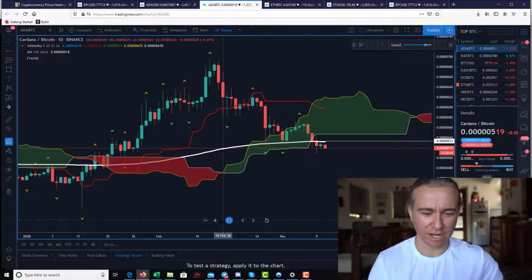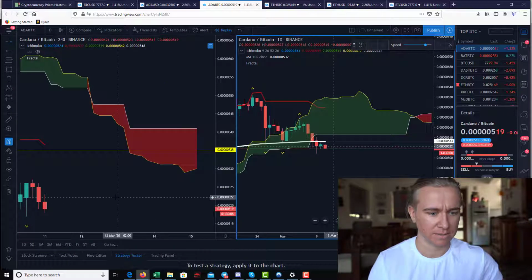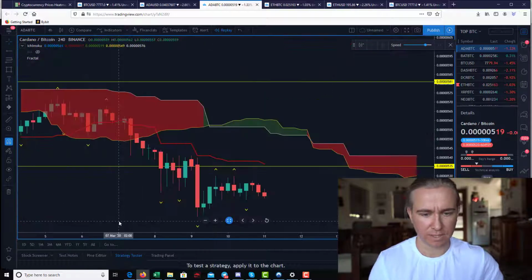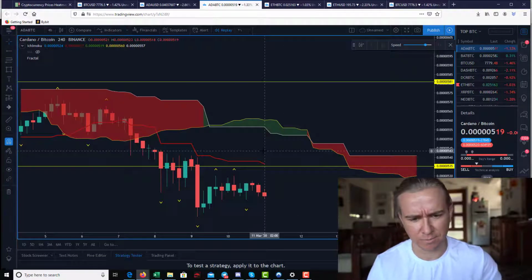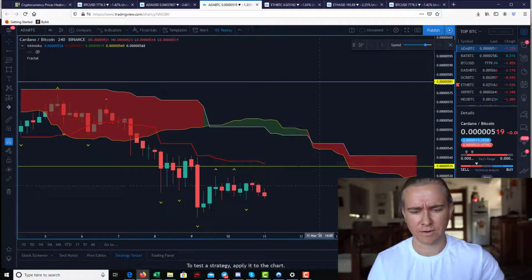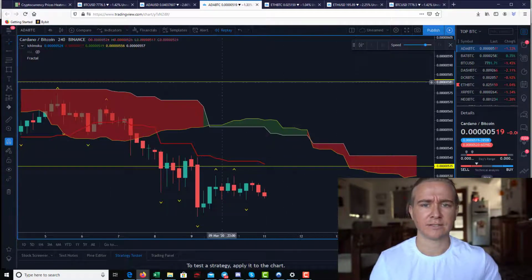On the 4-hour it's much the same. We're underneath the cloud, we're underneath the Kijun. The Kijun's at 537 satoshis. Maybe we come back up here and play around with this level, or we're going to continue to the downside.